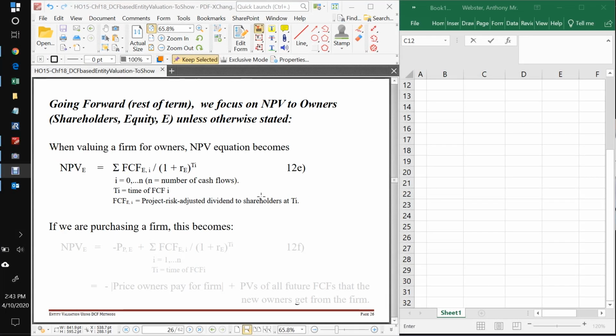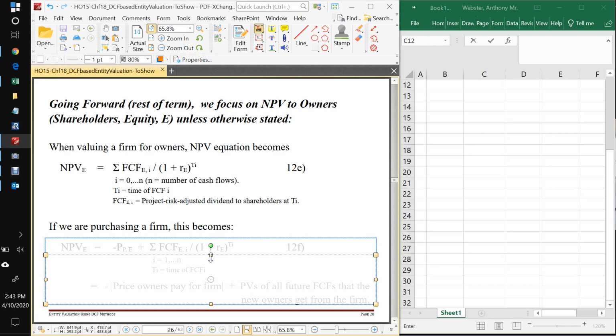Okay, so as we were saying, for the rest of the term, we're going to focus on NPV to owners. We're going to care about shareholders, not so much for all stakeholders. So our NPV equation is going to be here where we want our free cash flows to owners, and we're going to discount with cost of equity capital.